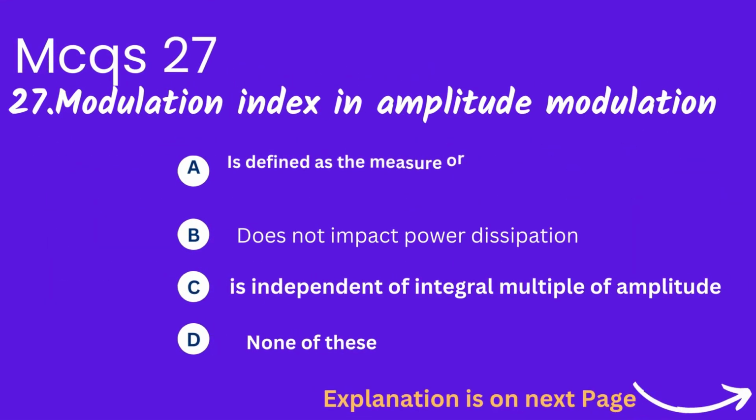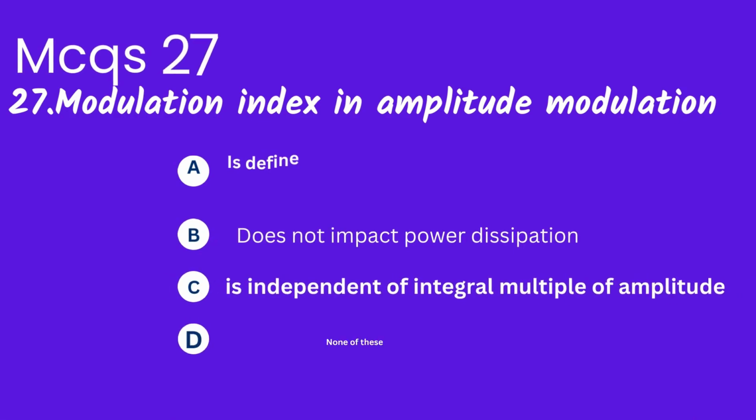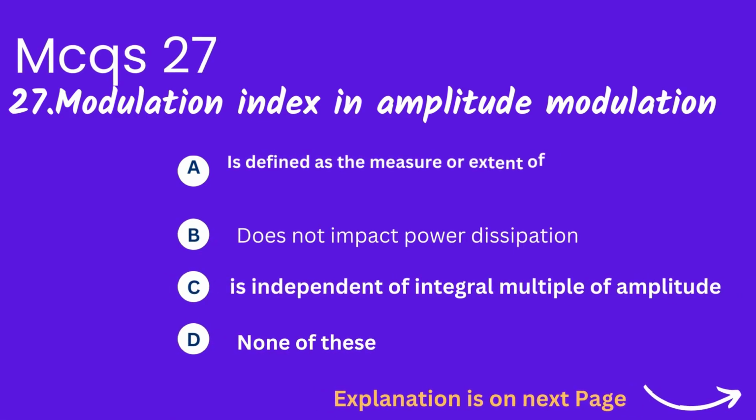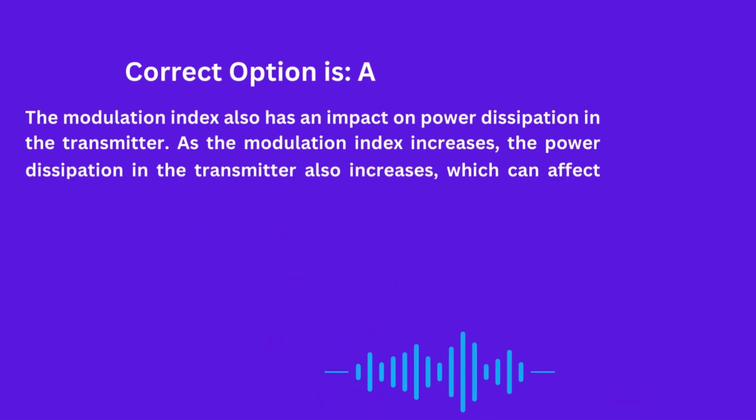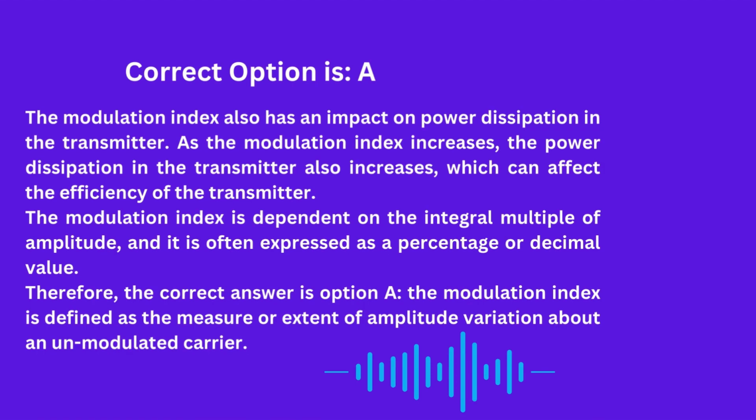Our next MCQ is modulation index in amplitude modulation. Option A is defined as the measure or extent of amplitude variation about an unmodulated carrier. Option B does not impact power distribution. Option C is independent of integral multiple of amplitude. Option D, none of these. So the correct option is option A, because the modulation index also has an impact on power distributed in the transmitter.